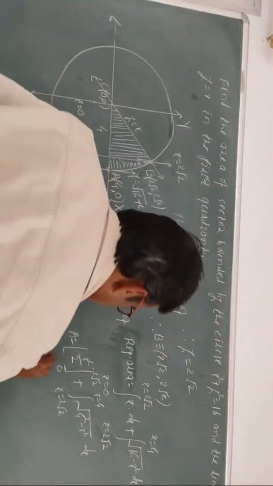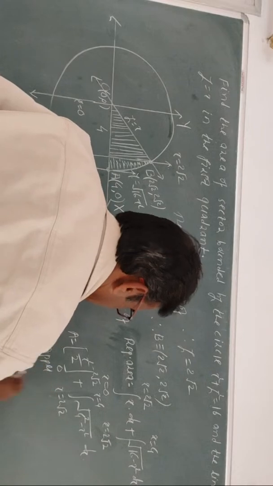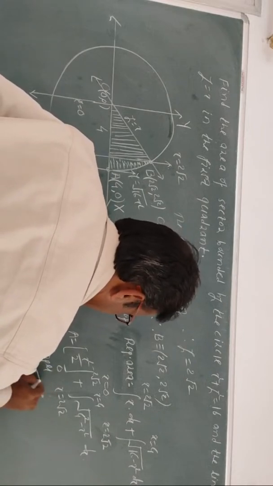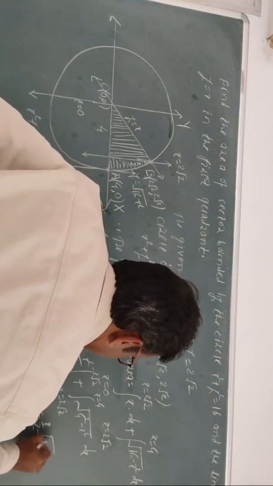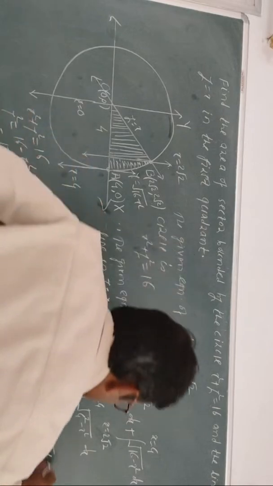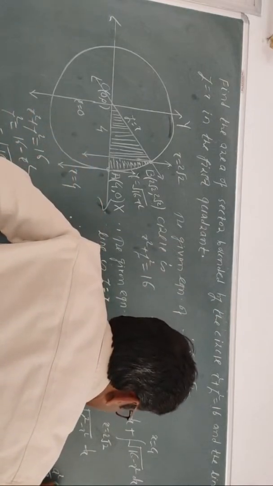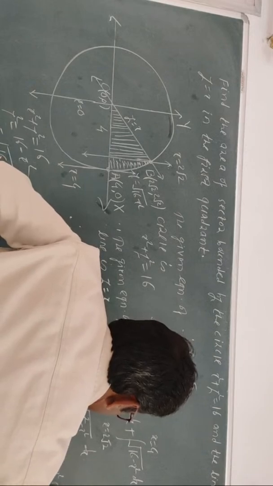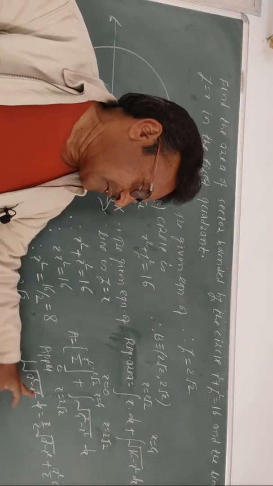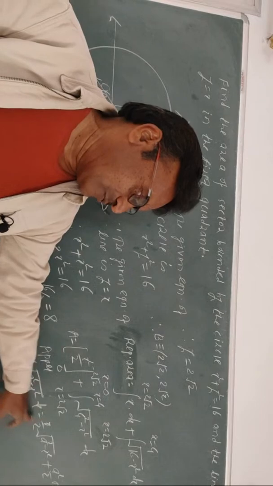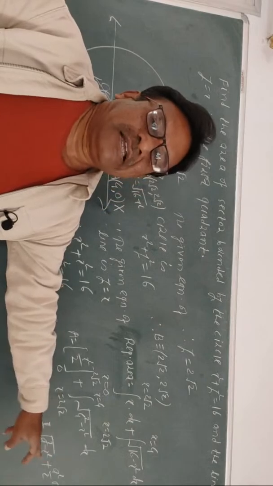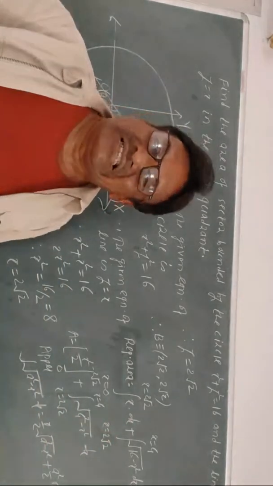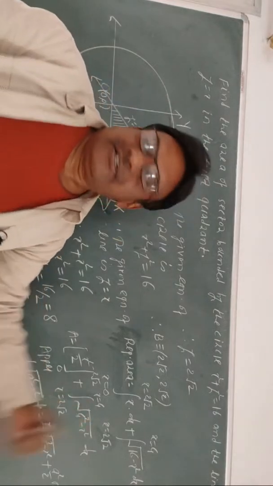Then apply this result: integration of under root a square minus x square dx is equal to x by 2 under root a square minus x square plus a square by 2 sin inverse x by a plus the integrating constant c. We use this result and evaluate these integrations.